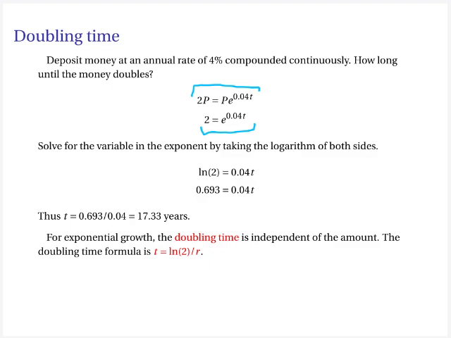All right, so now we have a variable that's in the exponent, and so I solve for that by taking the logarithm of both sides, logarithm of the left and logarithm of the right. You remember that natural logarithm and e to the cancel each other.